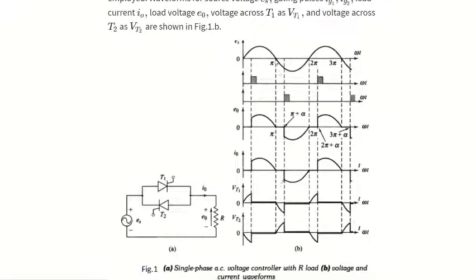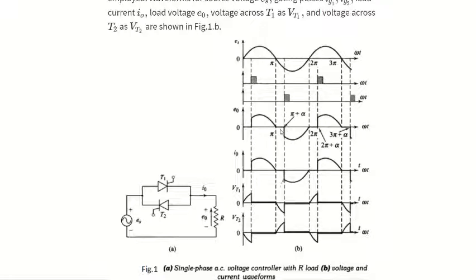Once the input signal crosses pi, T1 will be turned off, as we know. So there will be no output from pi to pi plus alpha.